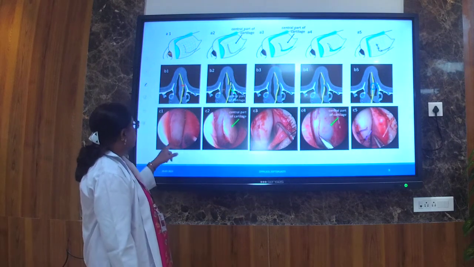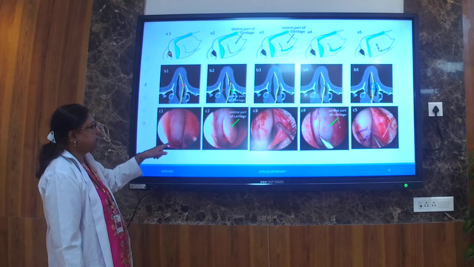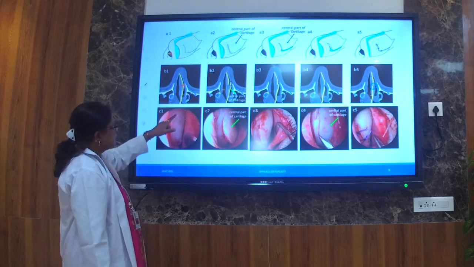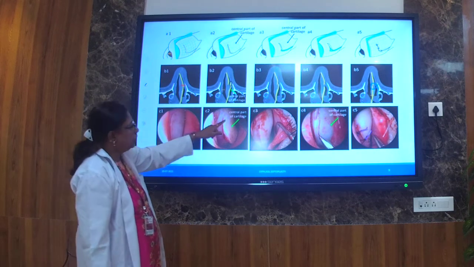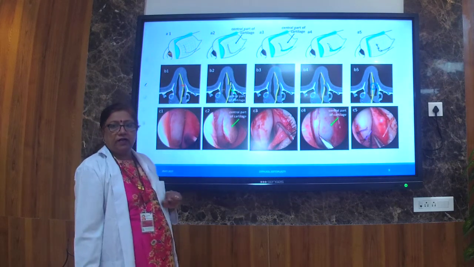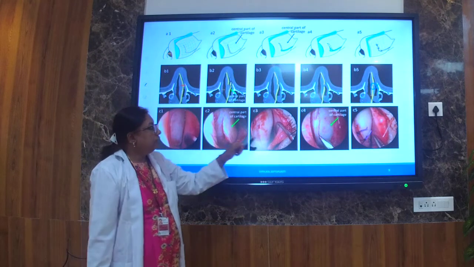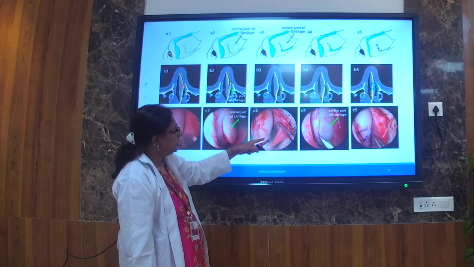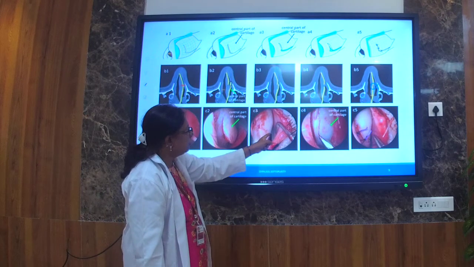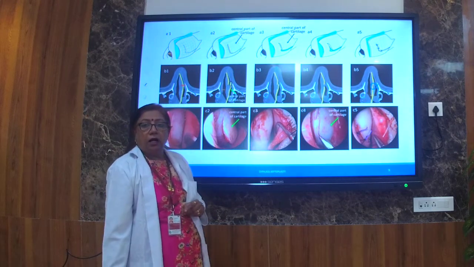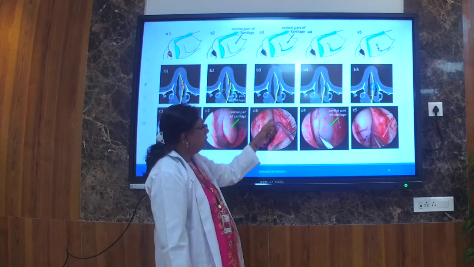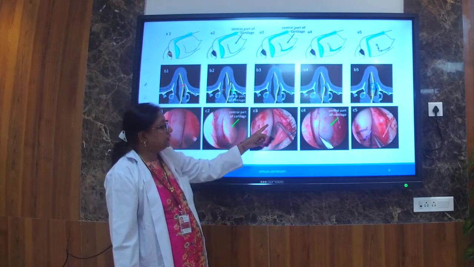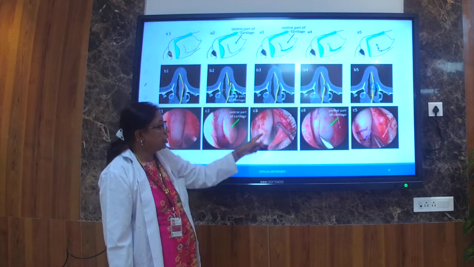So in this, if you see, this is the deviated septum which is visible very well. Now if you see in this, the central part of the cartilage, what you are seeing here, is deviated. So what we have to do is, we have to remove it. You can see this is the superior tunnel, this is the inferior tunnel, and with the retractor, we are retracting this mucoperichondrial region. And so this is the deviated septum, what we have to remove.